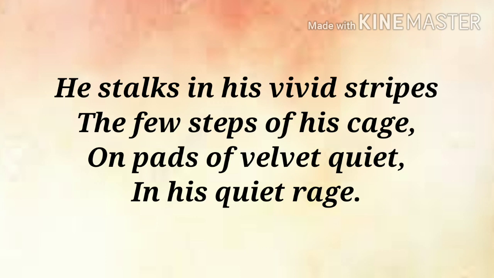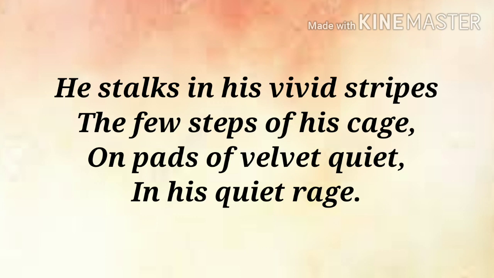And then in the fourth line he says, in his quiet rage. In this line the poet says the tiger is full of anger, but he is trying to suppress his anger. The quiet rage refers to hidden anger. He is hiding his anger because he knows that he is helpless in the zoo. He is helpless in the cage.